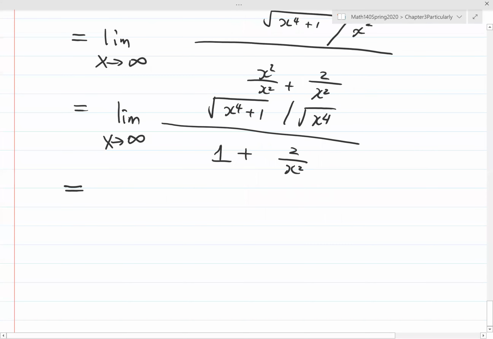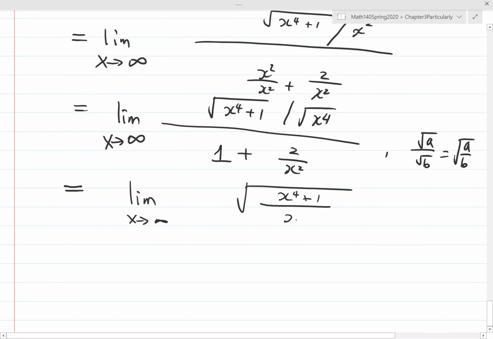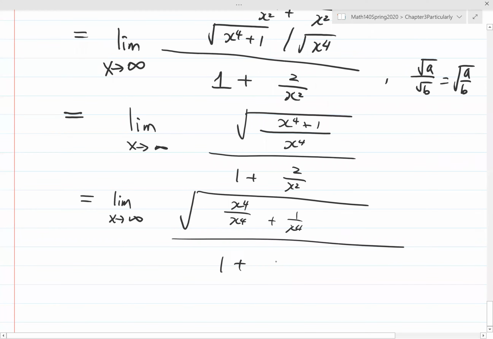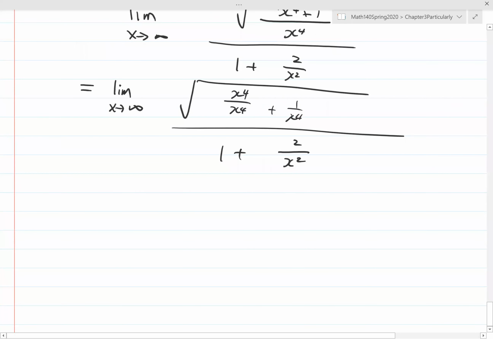Now we use the property of square root: square root a over square root b equals square root of a over b. Then the numerator becomes the square root of x power 4 over, and then split the factors, so we get x power 4 over x power 4 plus 1 over x power 4, over 1 plus 2 over x power 2. Now we take the limit. This x power 4 over x power 4 is 1.